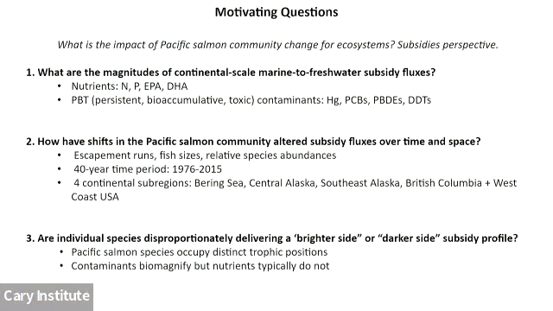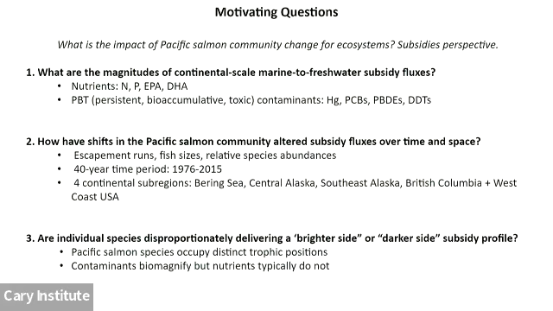There were three motivating questions of this project. So sitting on top of all of them is this broad question: what is the impact of Pacific salmon community change for ecosystems? And when we say impact, we really have a subsidies perspective here. What does this mean for subsidies? And the first sub-question then is, what are the magnitudes of continental-scale marine to freshwater subsidy fluxes? The nutrients we're considering here are nitrogen and phosphorus, as you would expect. We also have the fatty acids that are commonly associated with salmon consumption, EPA and DHA. And then our contaminants of choice are the persistent, bioaccumulative and toxic contaminants: mercury, PCBs, PBDEs, and DDTs.